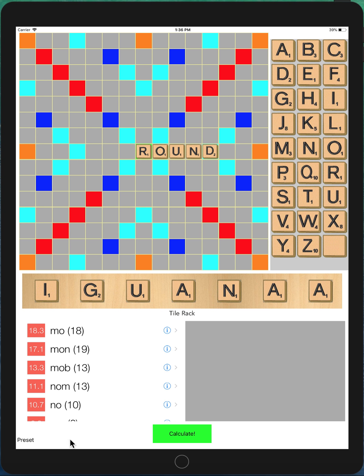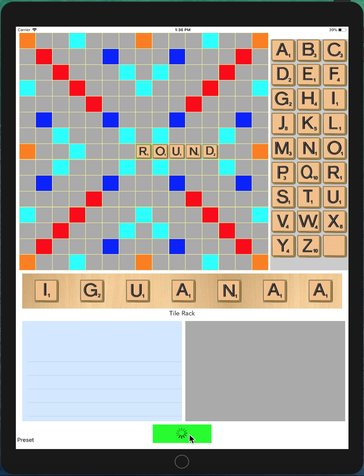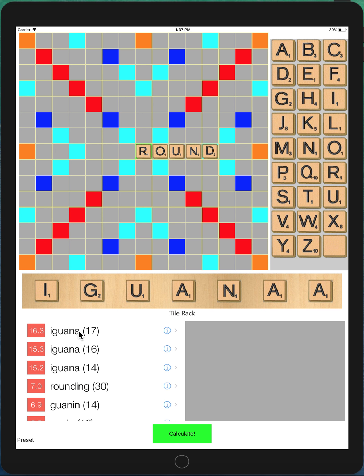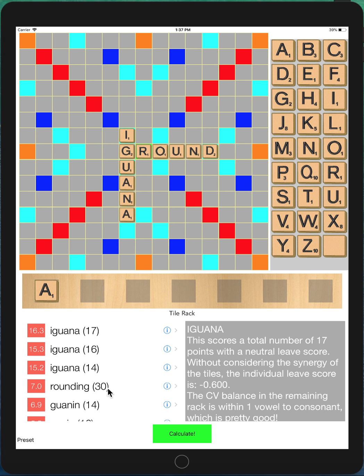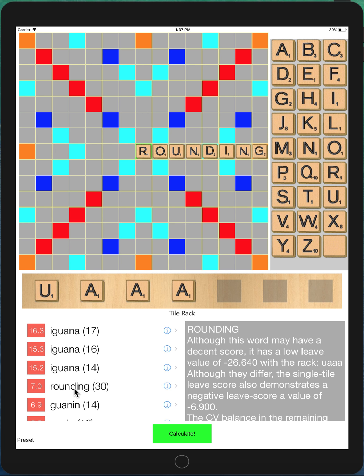So if we examine some of the presets that we've been looking at in class, iguana is the top scoring word, even though rounding down here actually has a 30-point standard score. With leave score value implemented, my score gives it an overall score of 7.